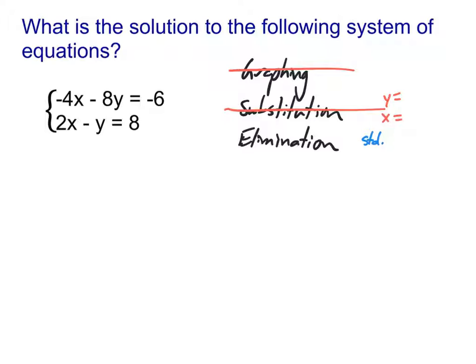What if you wanted the y's to eliminate? Which equation would you multiply by what? The bottom one. Yeah. The top one. Yes, we could multiply the bottom equation by -8.